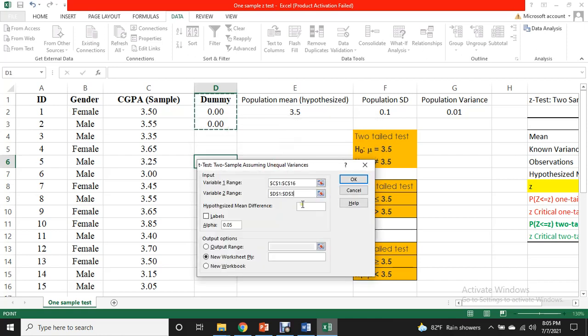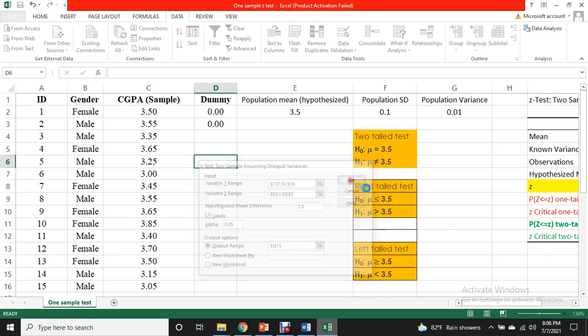Then you can see that in z-test we entered this variance value, but in t-test we do not need any population variance or standard deviation, because in t-test we assume that the population variance is unknown. So the hypothesized mean difference is 3.5, the same. We include the label and select the output range and click here. Then I think I should paste it here, then click OK.